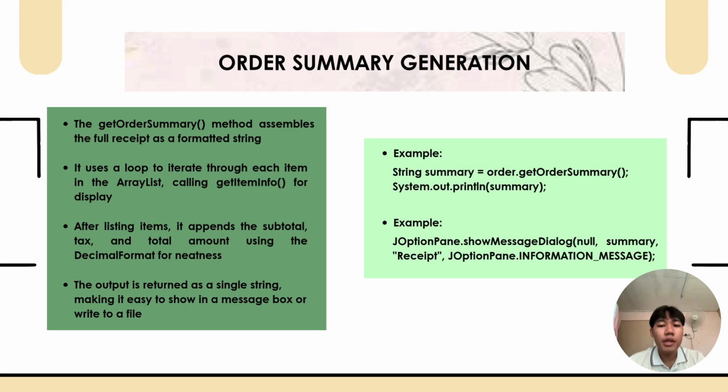For the order summary generation, first is the getOrderSummary method, which assembles the full receipt as a formatted string. It uses a loop to iterate through each item in the ArrayList, calling getItemInfo for display. After listing items, it appends the subtotal, tax and total amount using the DecimalFormat for neatness. The output is written as a single string, making it easy to show in a message box or write to a file.